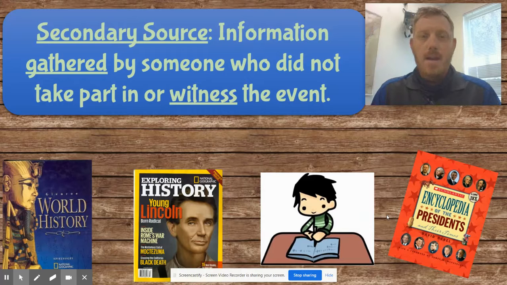For example, we know we have artifacts of mummies that people find in the pyramids in Egypt. So we can use that information to write about mummies, even though no one alive on this planet was there when those mummies were placed in the tomb thousands of years ago. Okay, so some common secondary source information. Your textbook is a great example of a secondary source. History magazines, even most history books are written by people who weren't actually there at the event. They're writing about the event well after it happened.